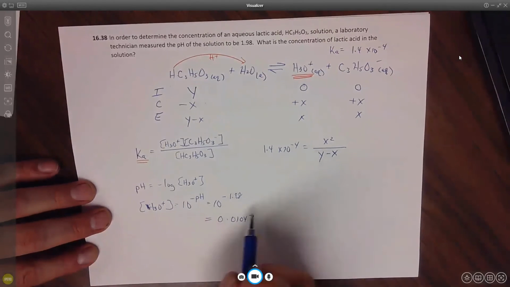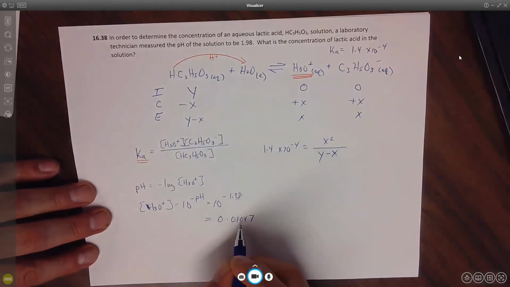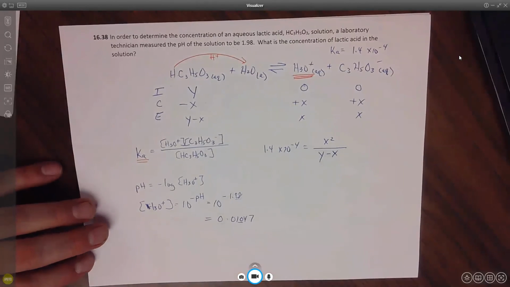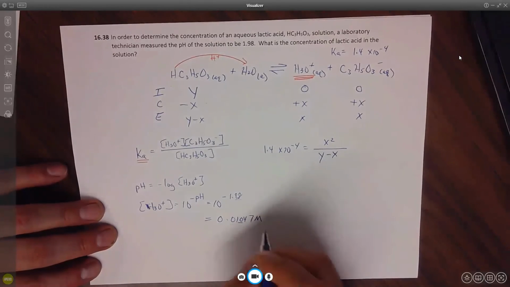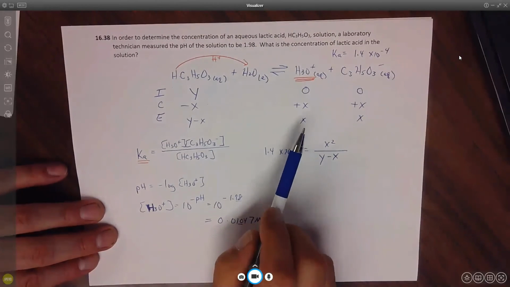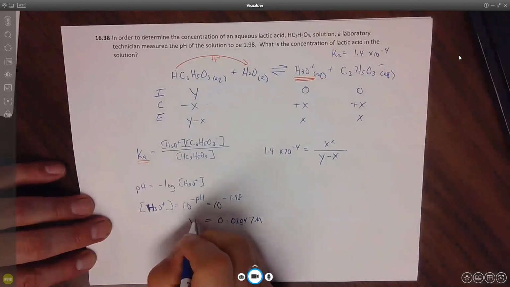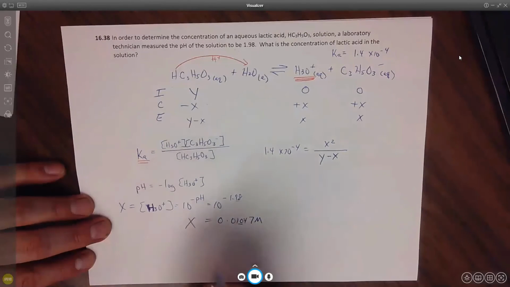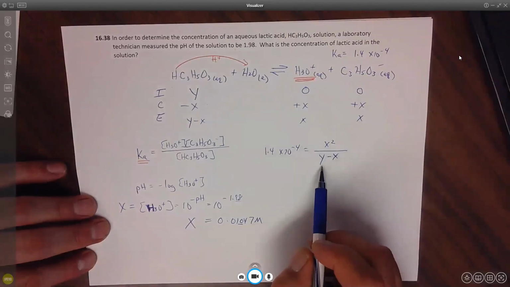Plug that into your calculator, and that gives you a value of 0.01047. This is 2 decimal places, so this will be 2 sig figs. We know this is the equilibrium concentration of H3O plus, so this is equal to x. So we actually do know x, and we're just solving for y then.